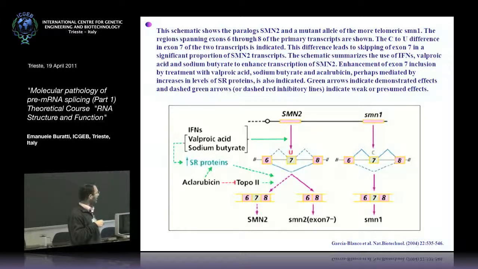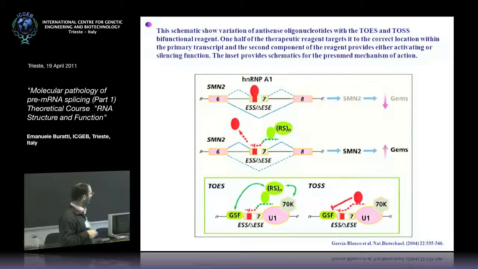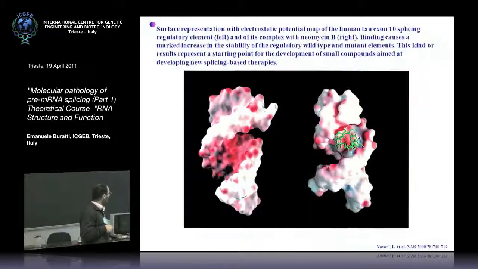If you increase the amount of trans-acting factor being produced by the cell, it is possible that this trans-acting factor will then be able to bind more efficiently to the mutated sequence and therefore restore correct splicing functionality. Then these I won't talk about, because they are the TOS and TOS element that Silvano just described.